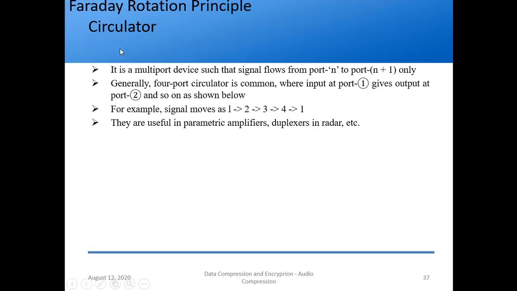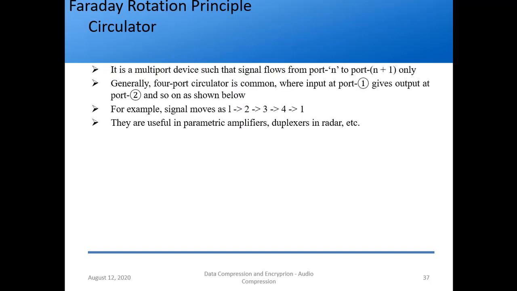So next very important device is circulator. Just to remind you, we have already seen the S parameters for circulator. You can refer to the lectures on S parameters of a 3-port network and S parameters of circulator. So what is a circulator? It is a multi-port device such that signal flows from port N to port N plus 1. Means if I give input to port 1, it will go to port 2 but not to port 3, 4 and 1. But input to port 2 will go to port 3, input to port 3 will go to port 4, and not to other ports, and so on. They are useful in parametric amplifiers, duplexers in radar, etc. These parametric amplifiers we will learn in the next module.